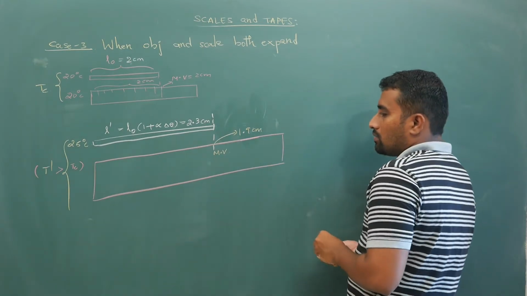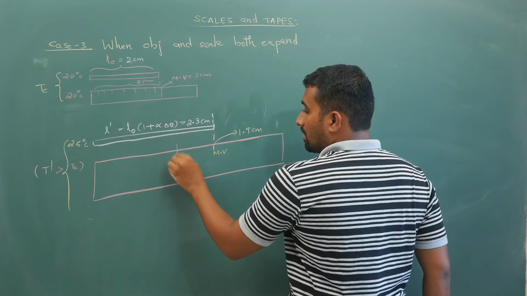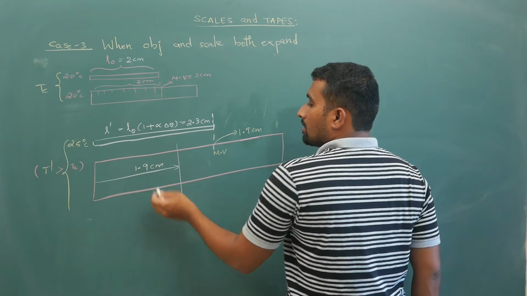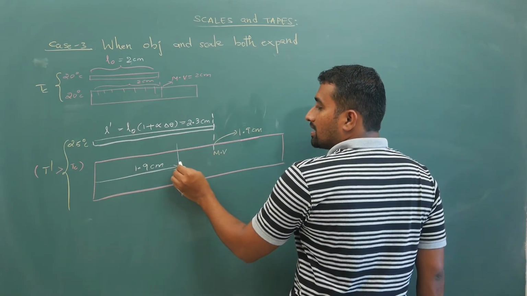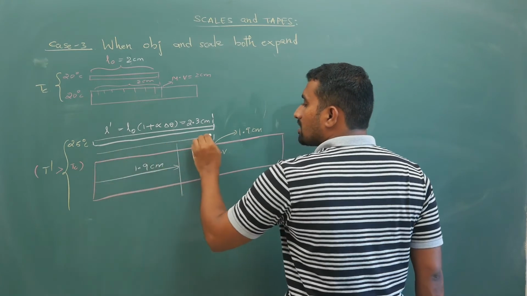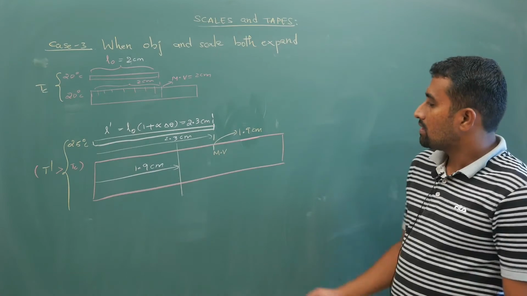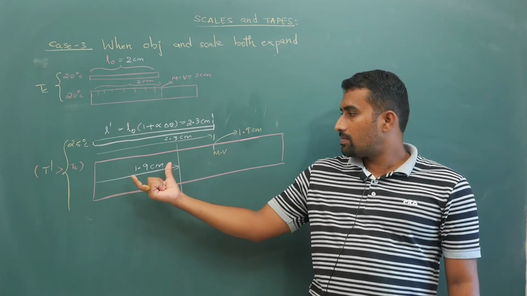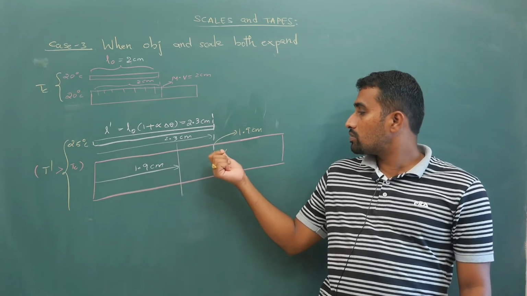So now, because of expansion, somewhere here your 1.9 is supposed to be there, but what has this become? 1.9 has shifted to a total length of 2.3 centimeter. Getting my point? This 1.9 reading was actually supposed to be here, but because of the increasing gap, it has come to this point.